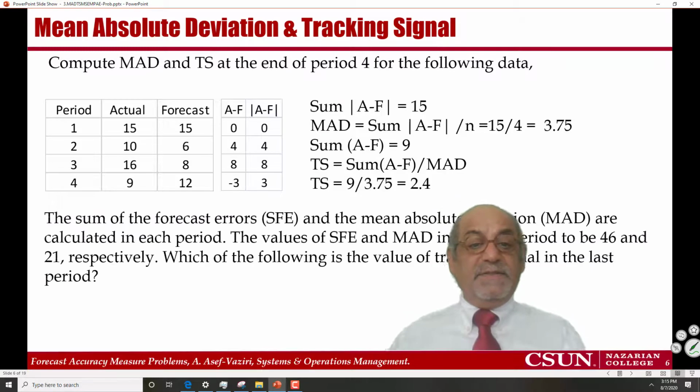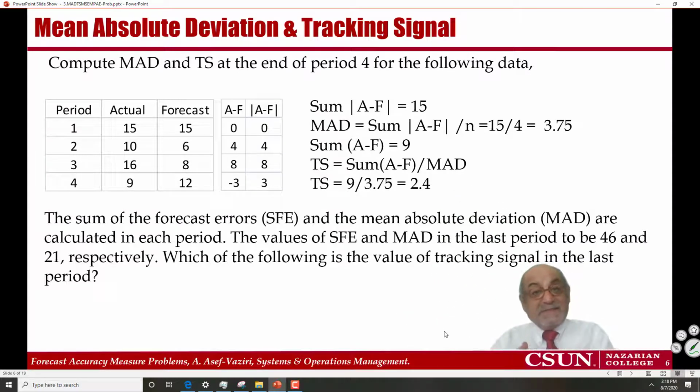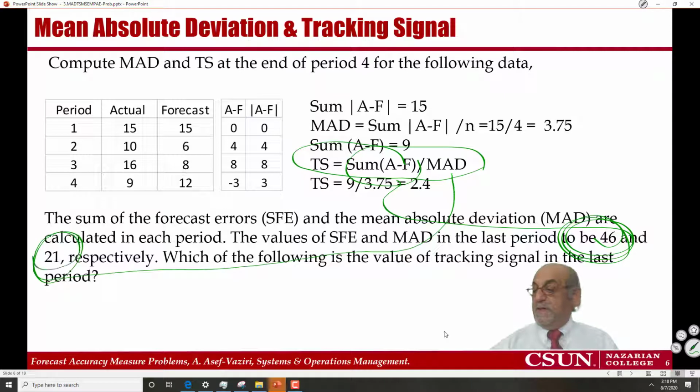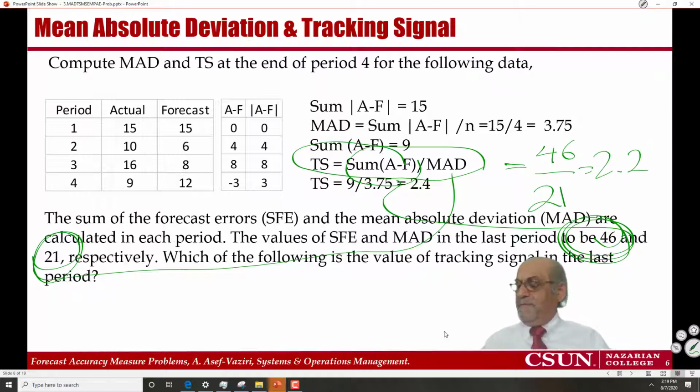2.4 is our tracking signal. The sum of forecasting error and MAD at the end of one of our periods, that means from the beginning up to now, are: sum of forecasting error 46, MAD 21. Compute tracking signal. If we look at the tracking signal formula here, it is the sum of the forecasting error, which is 46, divided by MAD, which is 21. Therefore, that is equal to 46 divided by 21, and that is 2.2, I think.